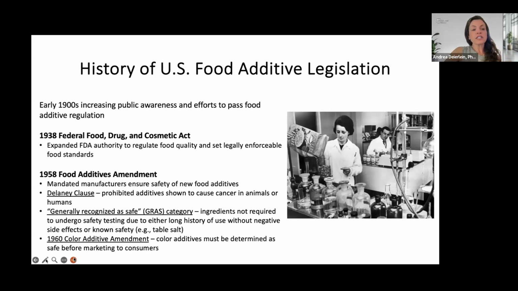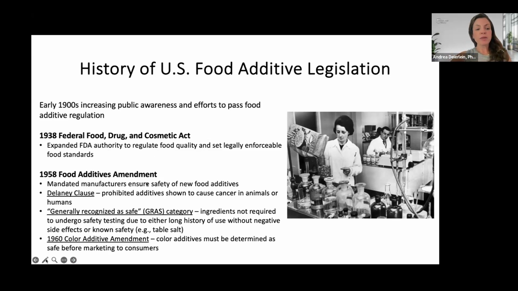So if you look back over the history of food additive legislation, particularly in the US, you see that starting in the early 1900s, there was increasing public awareness and efforts to pass food additive regulation. One of the big acts first passed was the Federal Food, Drug, and Cosmetic Act. This act helped expand the FDA, the Food and Drug Administration's, authority to regulate food quality and set legally enforceable food standards.